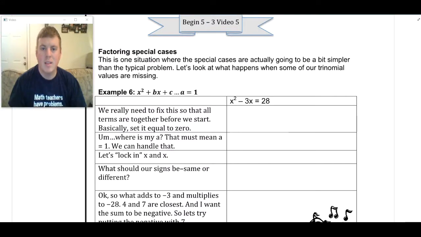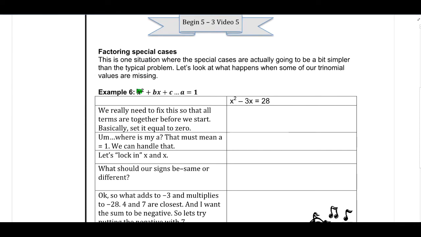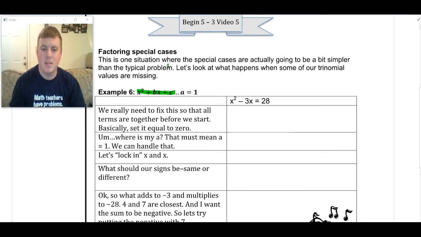In this video, we're going to take a look at what happens when your A value is 1. So let's go ahead and jump into the notes. Like I said, in this video we're going to look at factoring when our A value is equal to 1. So when we're looking at our quadratic, it will look something like this. We're going to have ax squared plus bx plus c, where a is going to be equal to 1. Now this is going to be one of those rare cases where this is actually a special case. It is actually easier than the factoring problems we've looked at so far.